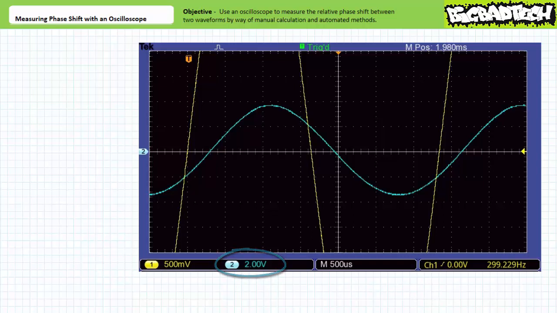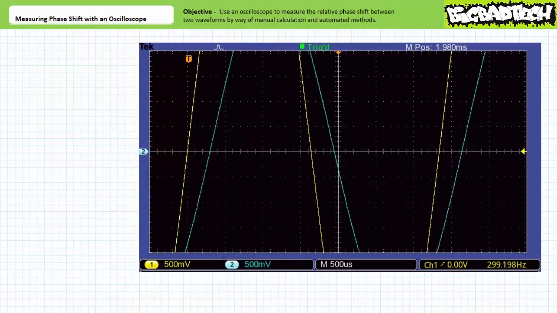2 volts per division. If we change the vertical sensitivity of channel 2 also to 500 millivolts per division, again notice the top of the second waveform in blue disappears off the display. However, the zero crossing going positive is crisper and far more recognizable.